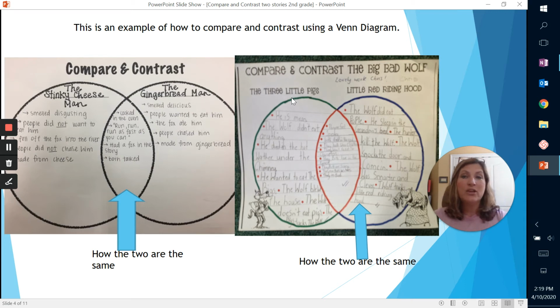So this is a really good example of how to compare and contrast using a Venn diagram. These two circles overlapping is called a Venn diagram.